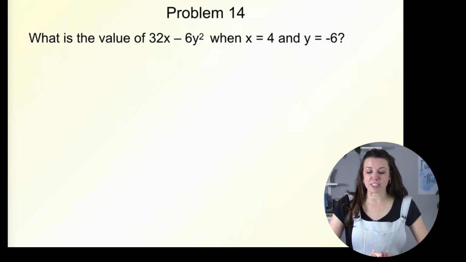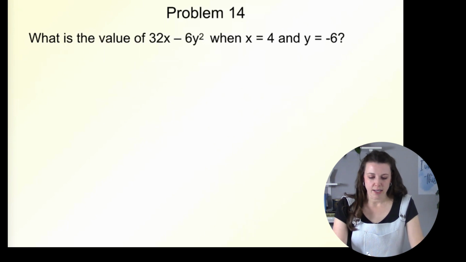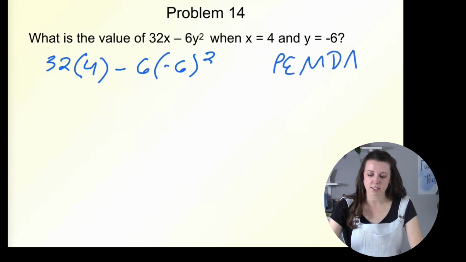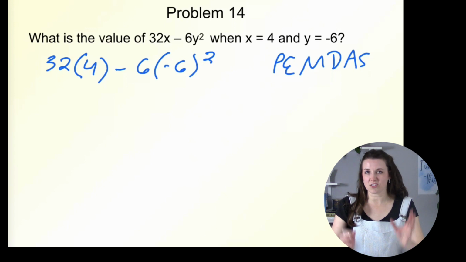What is the value of 32x minus 6y squared when x equals 4 and y equals negative 6? So in this problem, we're going to be dealing with the order of operations and also negative numbers. So we're just going to insert the x, so that is a 4, minus 6, insert our y, which is negative 6 squared. Okay, so following the order of operations, please excuse my dear Aunt Sally. We're going to start with parentheses. There's nothing that we can do inside the parentheses, though.